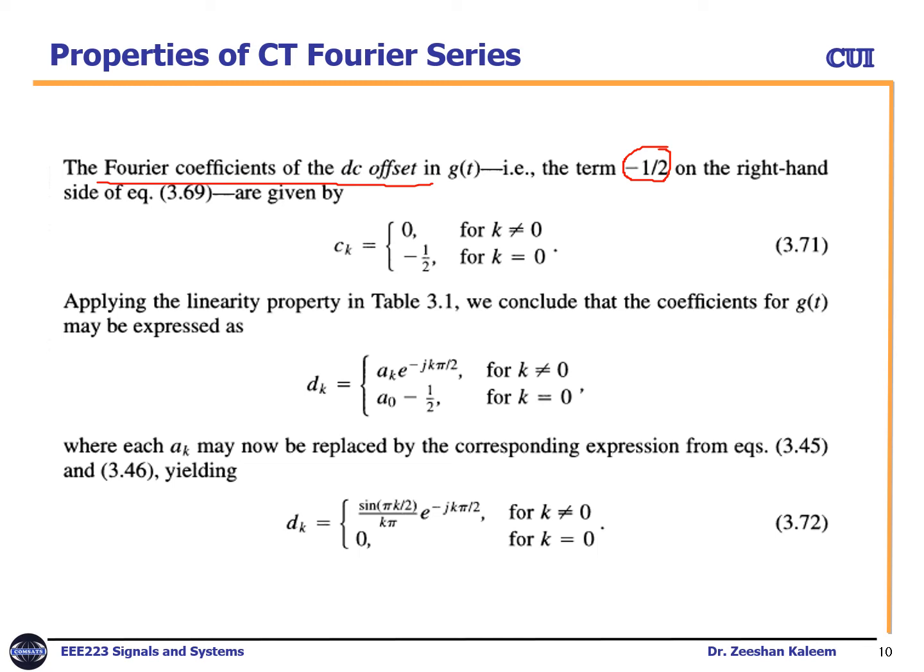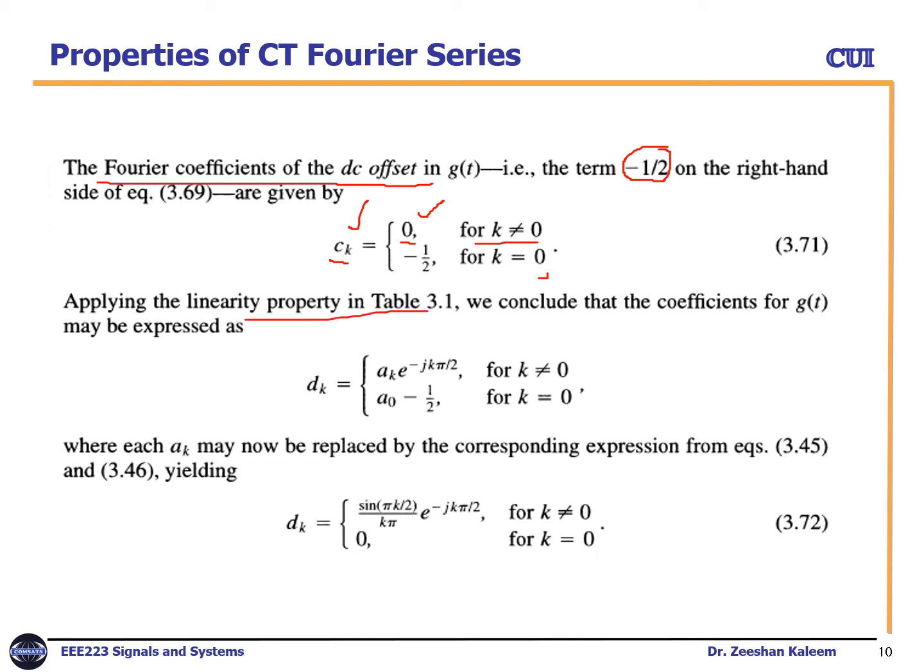So on the right hand side of the equation, you can write that for the DC offset, c_k equals 0 for k not equal to 0. Because this is a DC component, it only has an impact at k equal to 0. So for k not equal to 0, it will always be 0. Now we can apply the linearity property. We have two different coefficients, c_k and b_k.